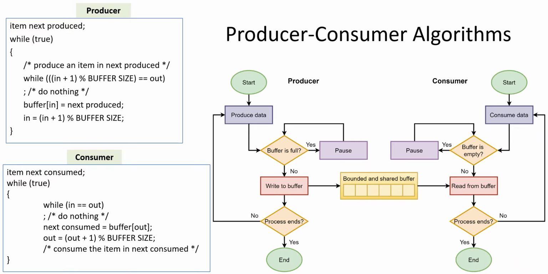Now let us look at the consumer. The consumer first checks whether in equals out. If this condition is true, the buffer is empty, so the consumer waits. When an item becomes available, the consumer reads the item from buffer[out]. Then the value of out is updated. So the basic operation is very simple. The producer puts the item into the buffer, the consumer removes items from the buffer, and synchronization ensures that the producer does not overwrite valid data and the consumer does not read unavailable data.